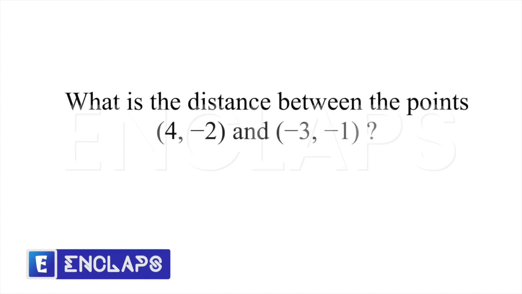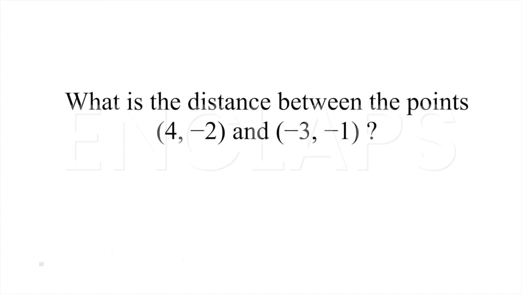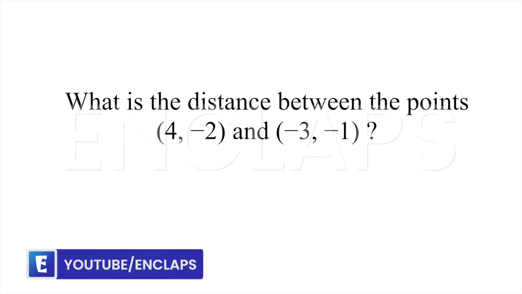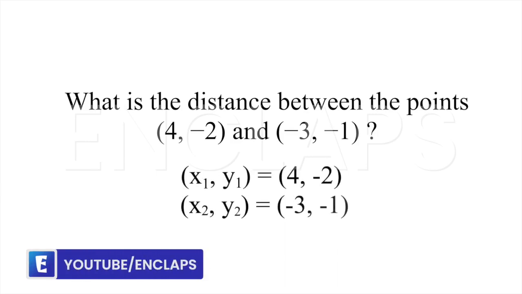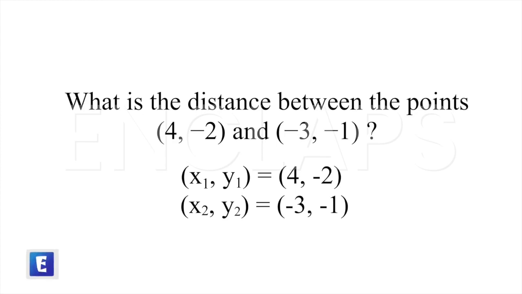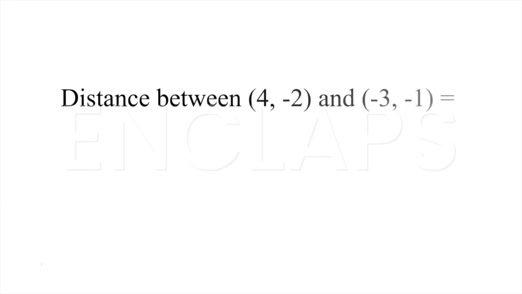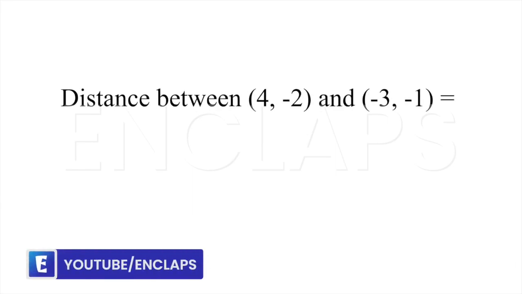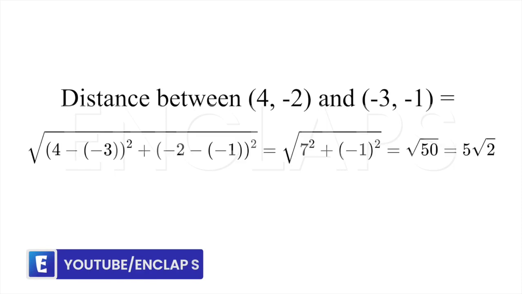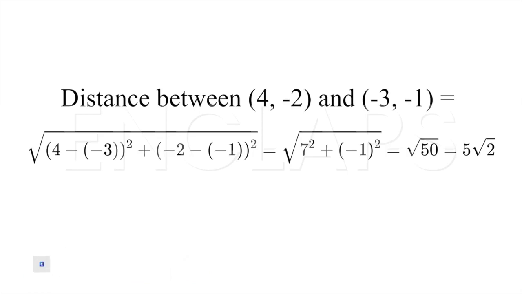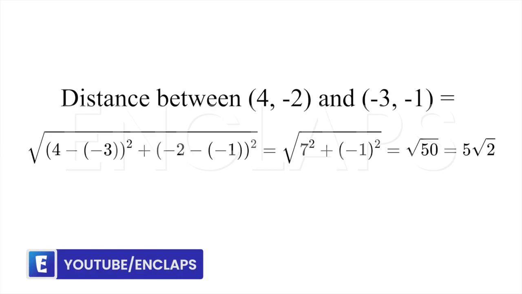For example, what is the distance between the points (4, -2) and (-3, -1)? Where x1, y1 equals (4, -2), x2, y2 equals (-3, -1). Distance equals root of (4 minus -3) the whole square plus (-2 minus -1) the whole square, equals root of 7 square plus (-1) the whole square, equals root 50, equals 5 root 2.